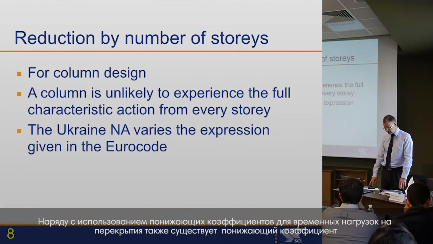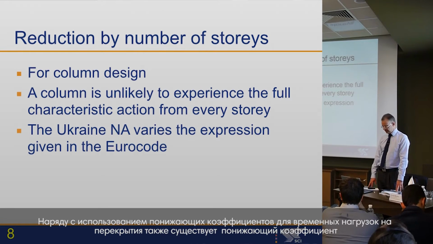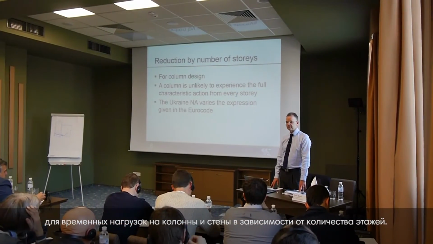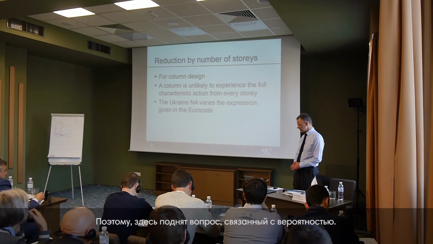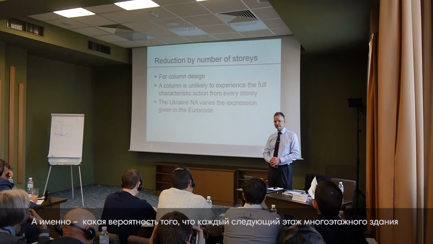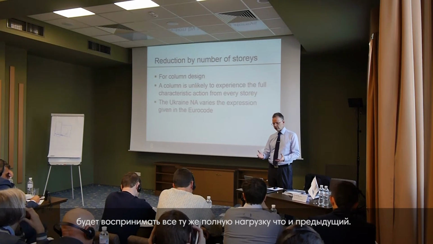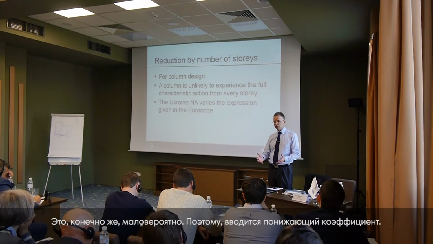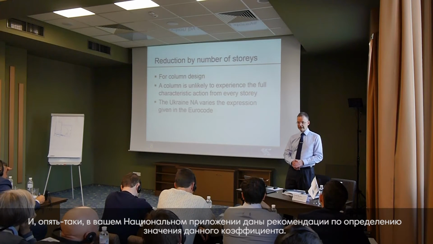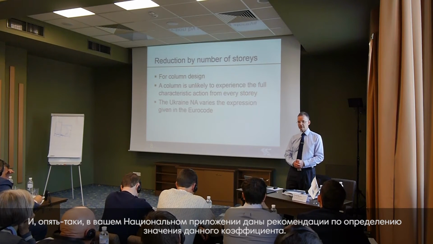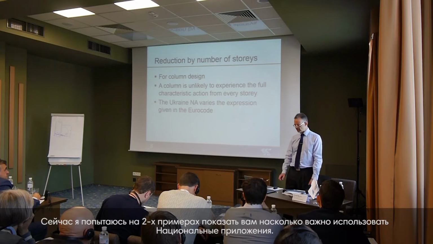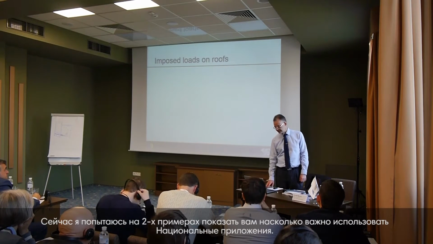As well as a reduction in the imposed load for a large area, there is also a reduction for the number of stories. So again, this is an issue to do with probability. What is the probability that every single floor in a multi-storey structure will be at that full level of load? It's a reduced probability, so there is a reduction factor. And again, your national annex varies the recommended approach. So I'm trying to throw in one or two examples to demonstrate how important it is to look in the National Annex.